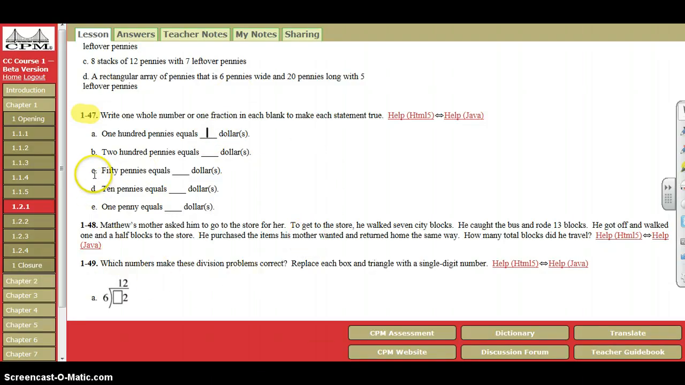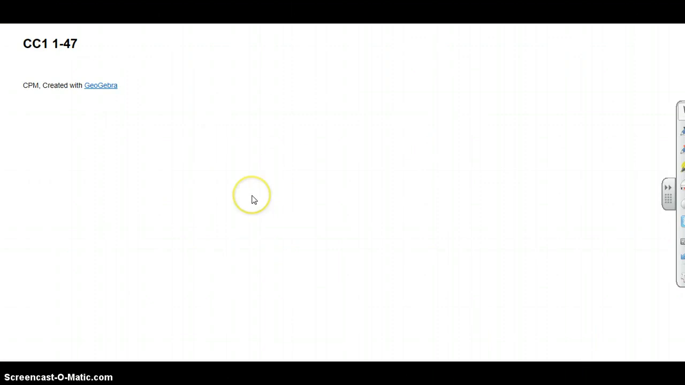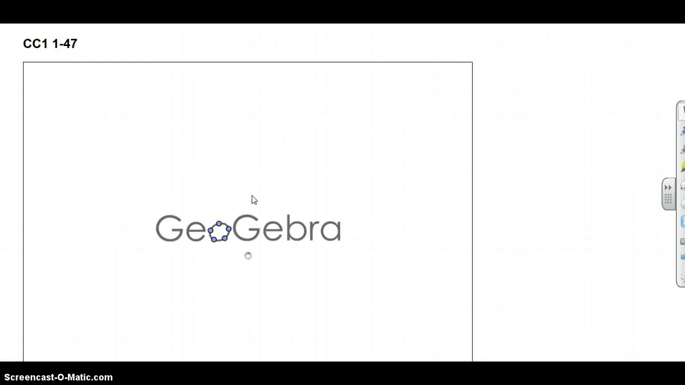So for 147C, it says 50 pennies equals how many dollars? If you need some assistance, let's go see what the help option provides for us. Again, this is 147C.